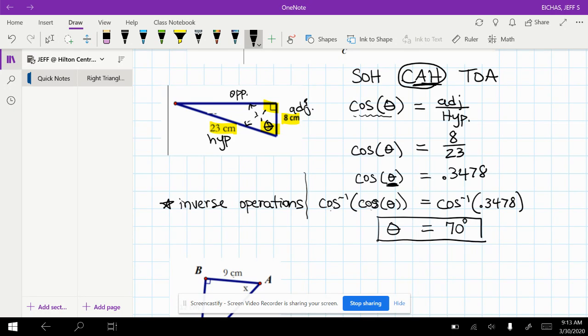So, pretty tricky. Think inverse operation. Cos and cos inverse are inverse operations. So they will knock each other out basically. All right, cos and cos inverse, they're inverse operations.